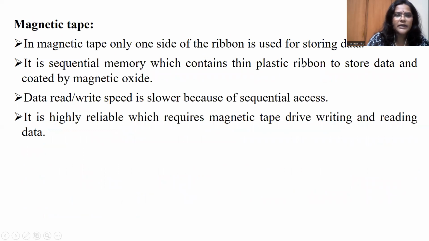The last one is magnetic tapes. In magnetic tape, only one side of the ribbon is used for storing data. It is sequential memory, which contains a thin plastic ribbon to store data, coated with magnetic oxide. Data read or write speed is slower because of sequential access. It is highly reliable, and requires a magnetic tape drive for writing and reading data.